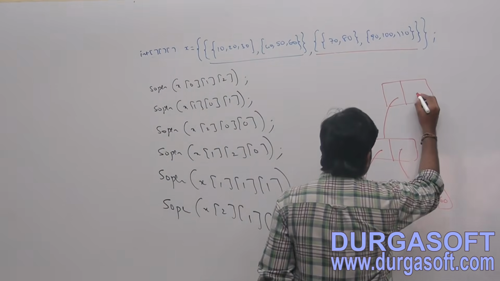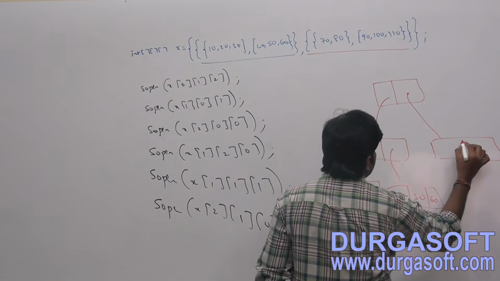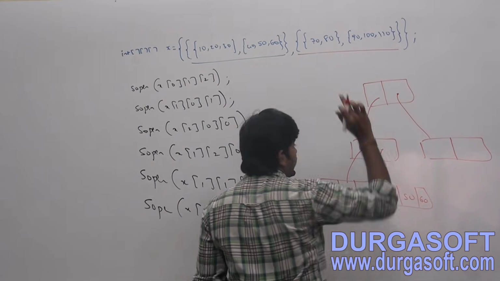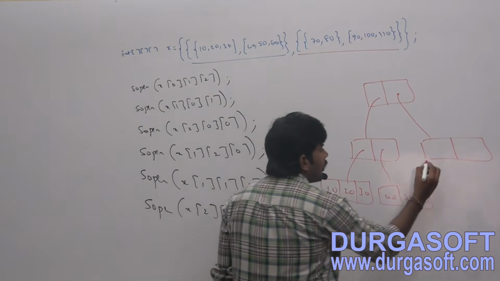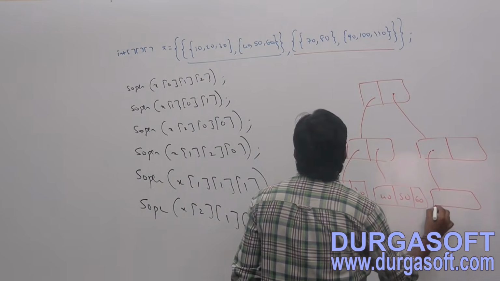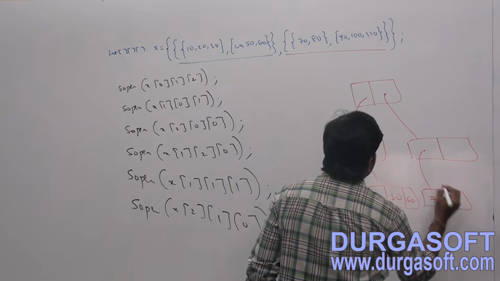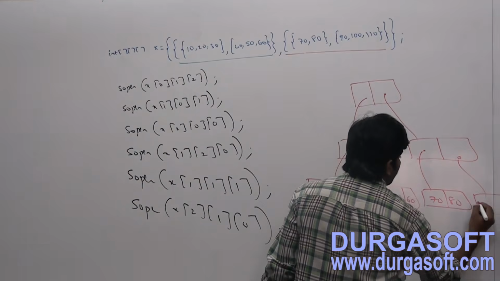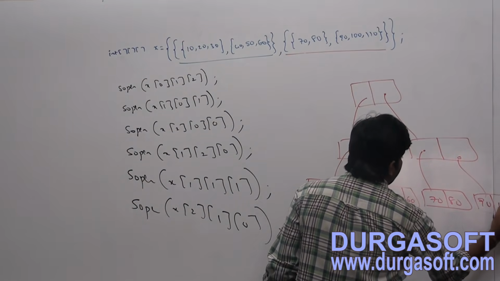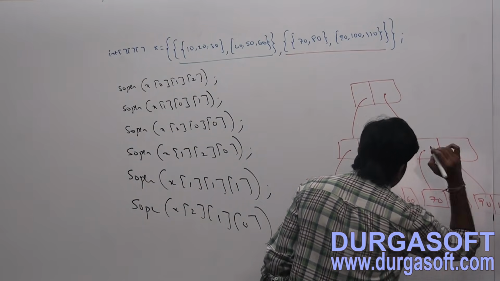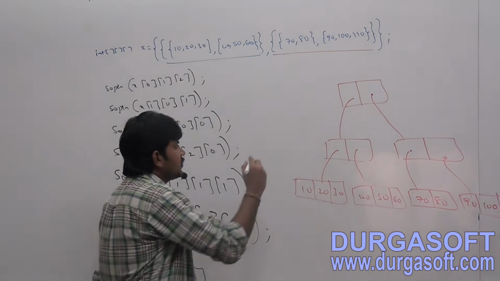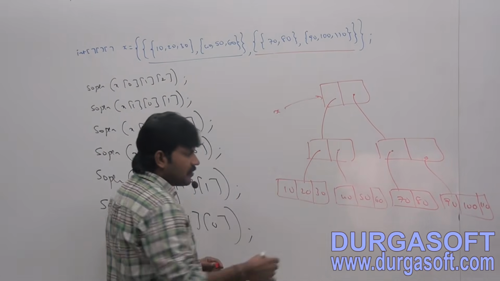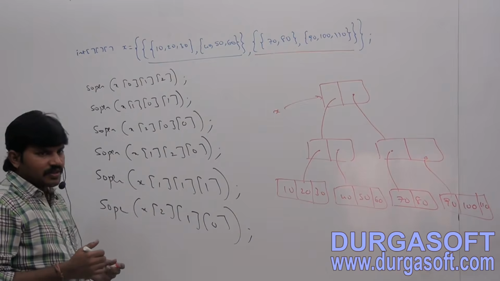The same for the next one also. Here just I am taking a 2-dimensional array with size 2. Next, 70, 80. Next one, 90, 100, 110, like this. Now this is x. I hope by seeing this diagram you are able to answer very easily.